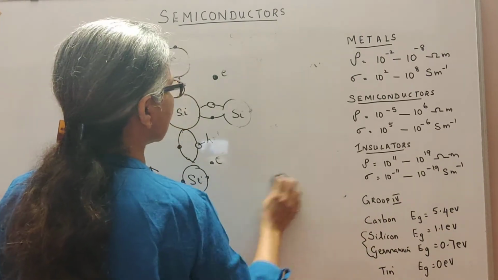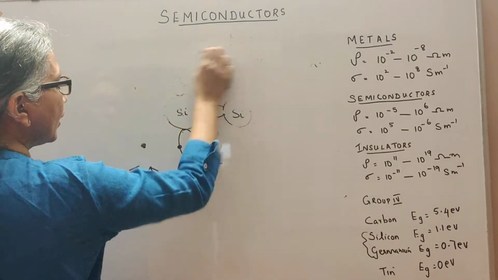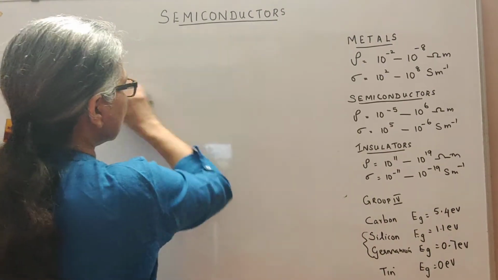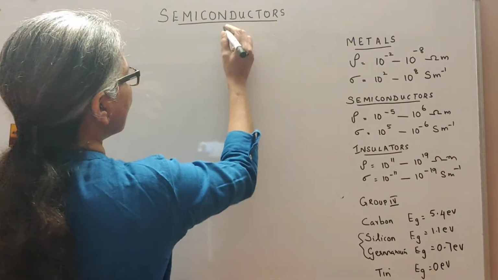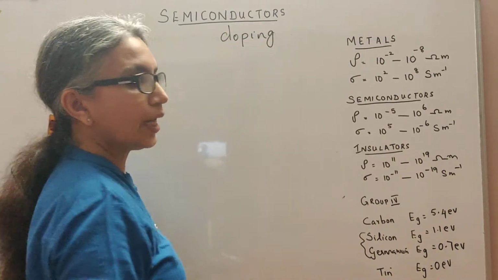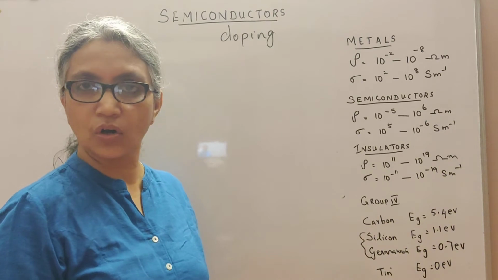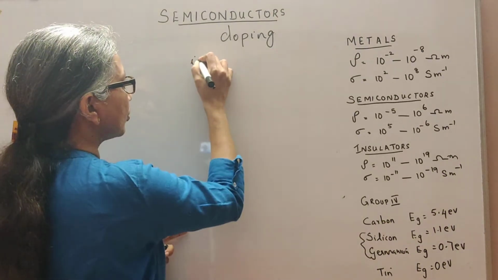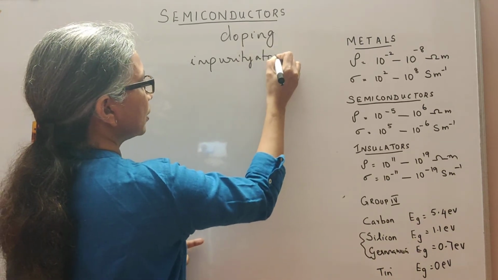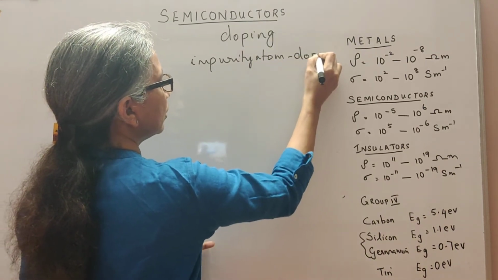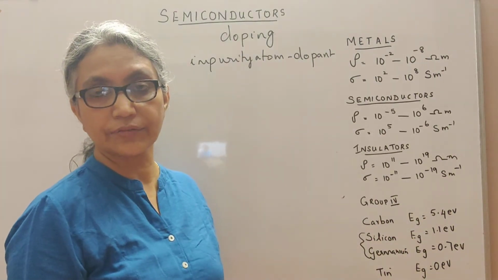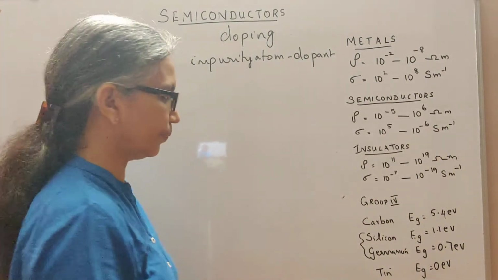Now, in an extrinsic semiconductor, we have a process called doping. The process of doping is simply adding an impurity atom called the dopant. By adding this dopant, we can increase the conductivity of a semiconductor.